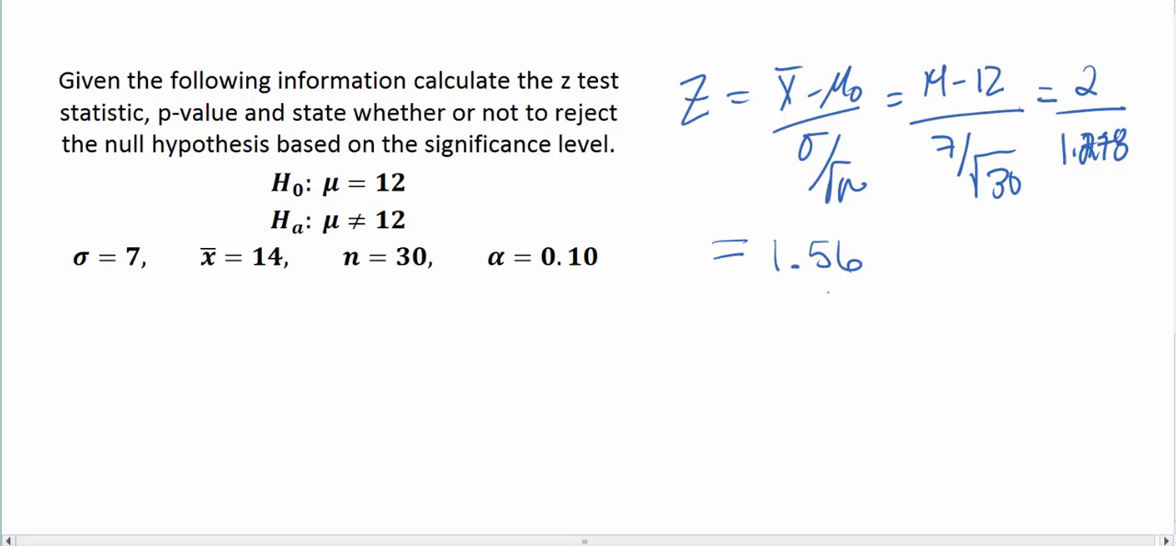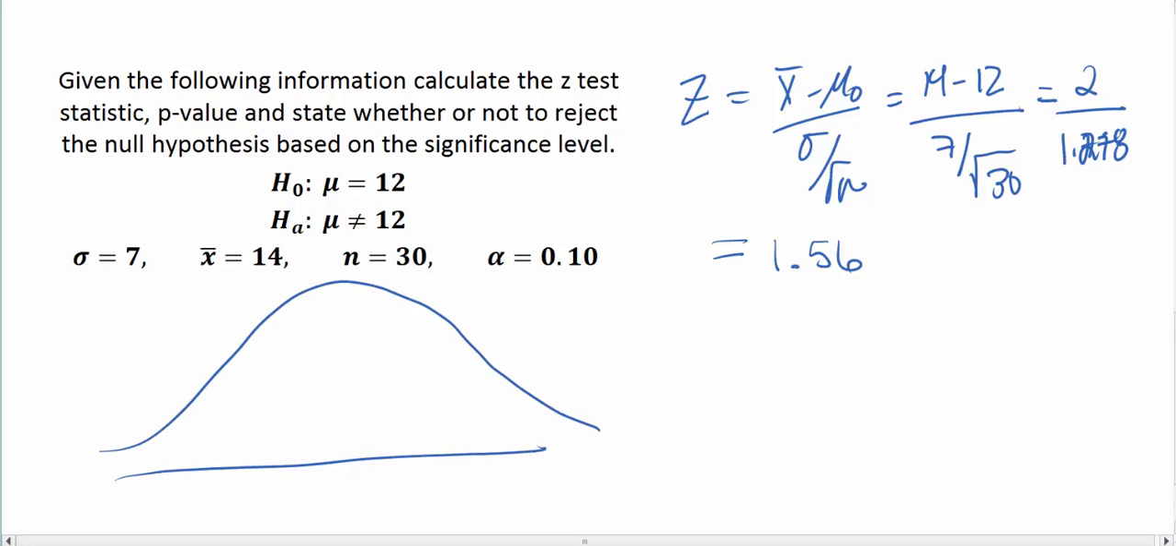I'm going to first draw my distribution, though, because what I'm looking up is a z-test statistic. And so I want to find a two-sided test because my alternative is two-sided, which means I need to find the area that falls above my test statistic of 1.56 and below the test statistic when it's negative, so negative 1.56. This will give me my p-value, my two-sided p-value.